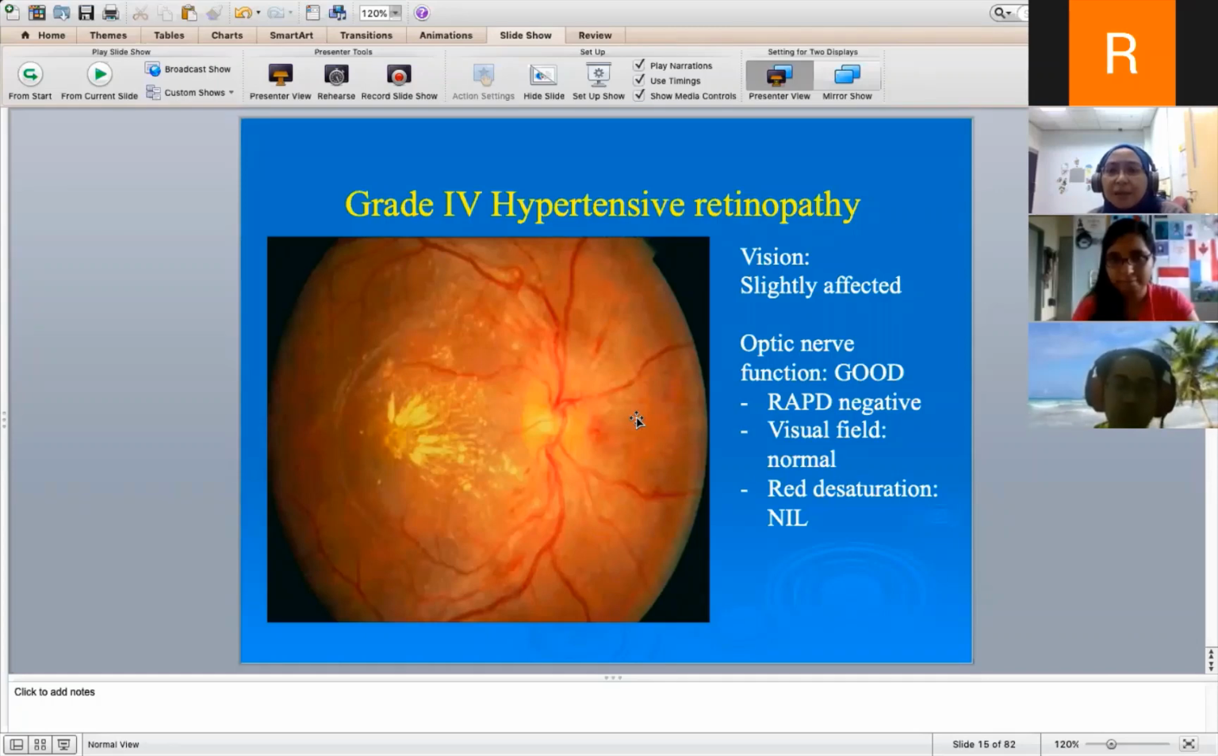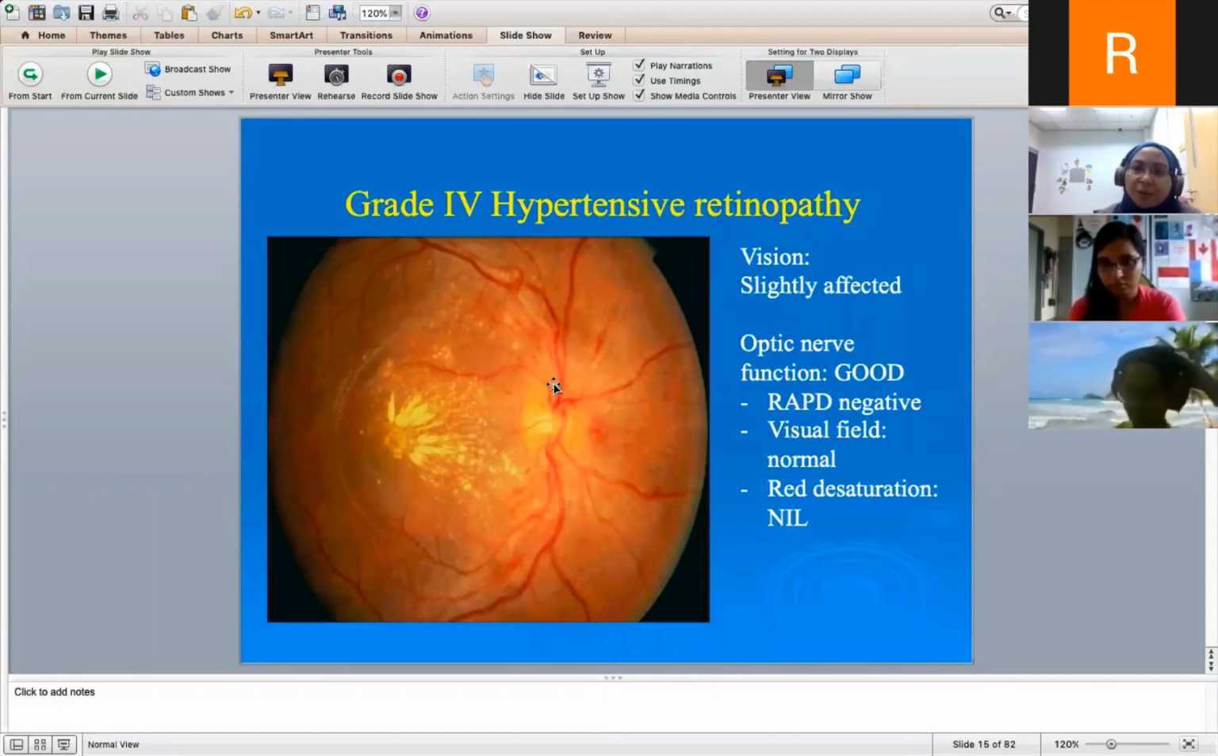Now, vision is again slightly affected, not because of the optic disc swelling. Vision is affected because of the hard exudate. Okay, bear in mind in hypertensive retinopathy, the optic nerve function is always normal. You have to remember that. Because there are situations whereby you have to know about optic disc swelling. If there is optic disc swelling and optic nerve function is abnormal, what is the diagnosis? So there's a different diagnosis. But if you get optic disc swelling and optic nerve function is good, your differential diagnosis is also different.